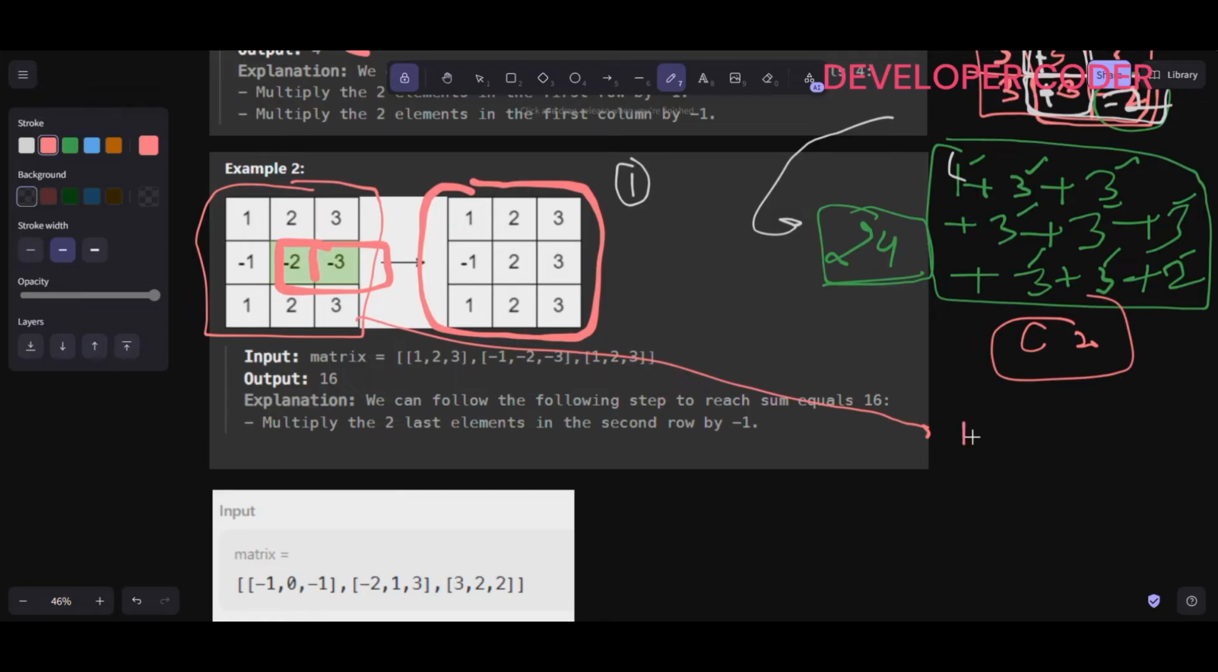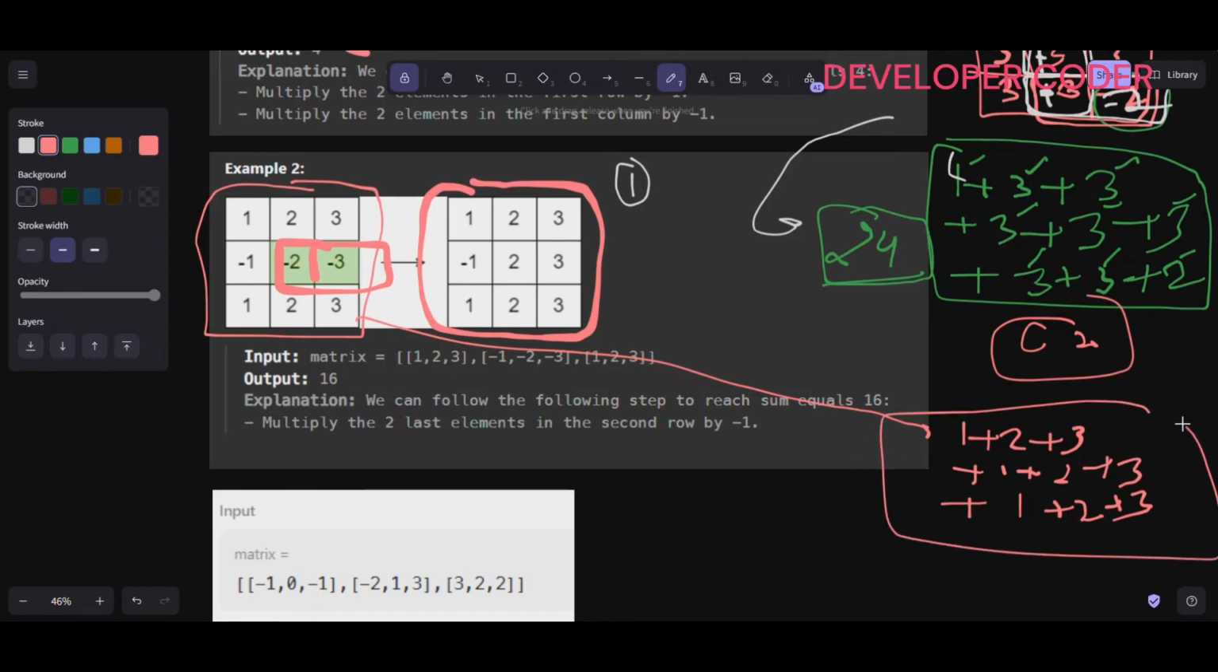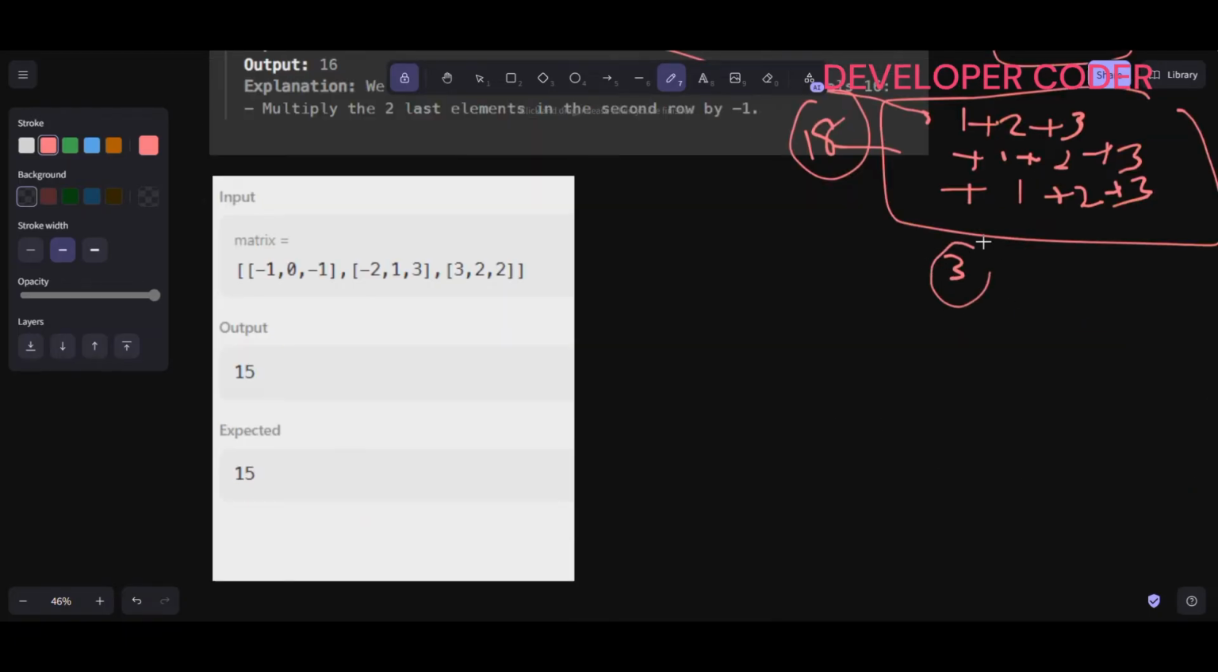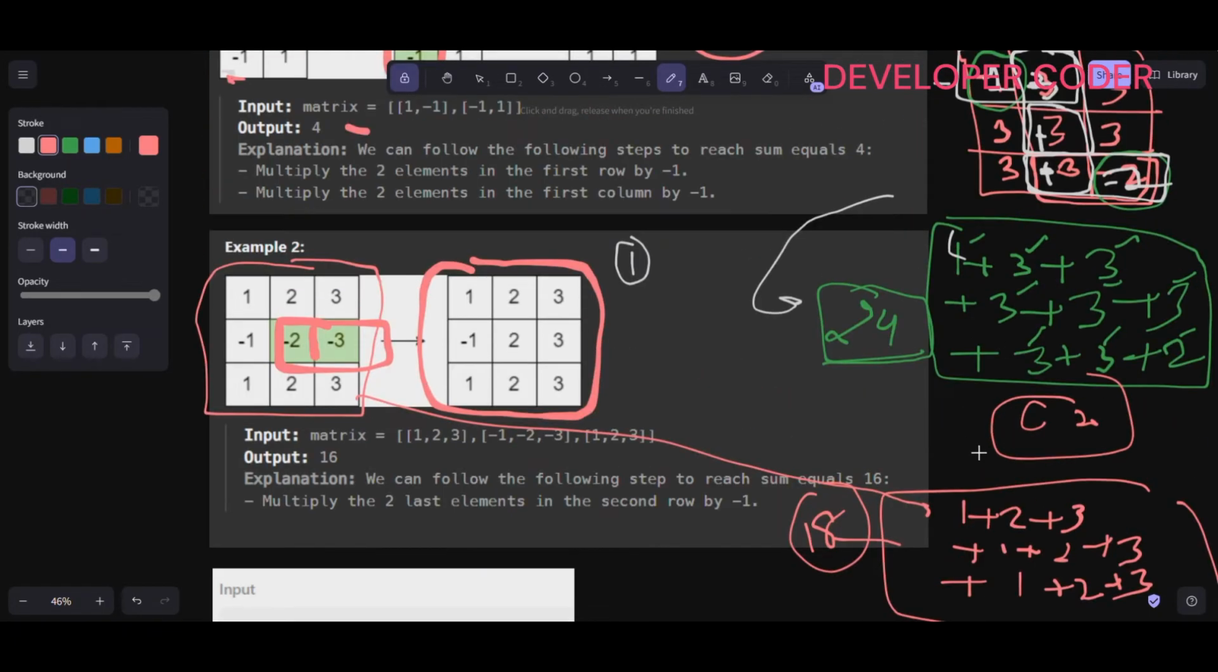So 1 plus 2 plus 3 from row 1, then again plus 1 plus 2 plus 3 from row 2, again plus 1 plus 2 plus 3 from my next row. What is the total sum I'm going to get? 3 plus 2, 5, 5 plus 1, 6, 6 times 3, 18. So the absolute sum that I'm going to get here is 18. But in this case there are a total of 3 negative numbers. The count of negative numbers is 3, and that simply means that it is odd.